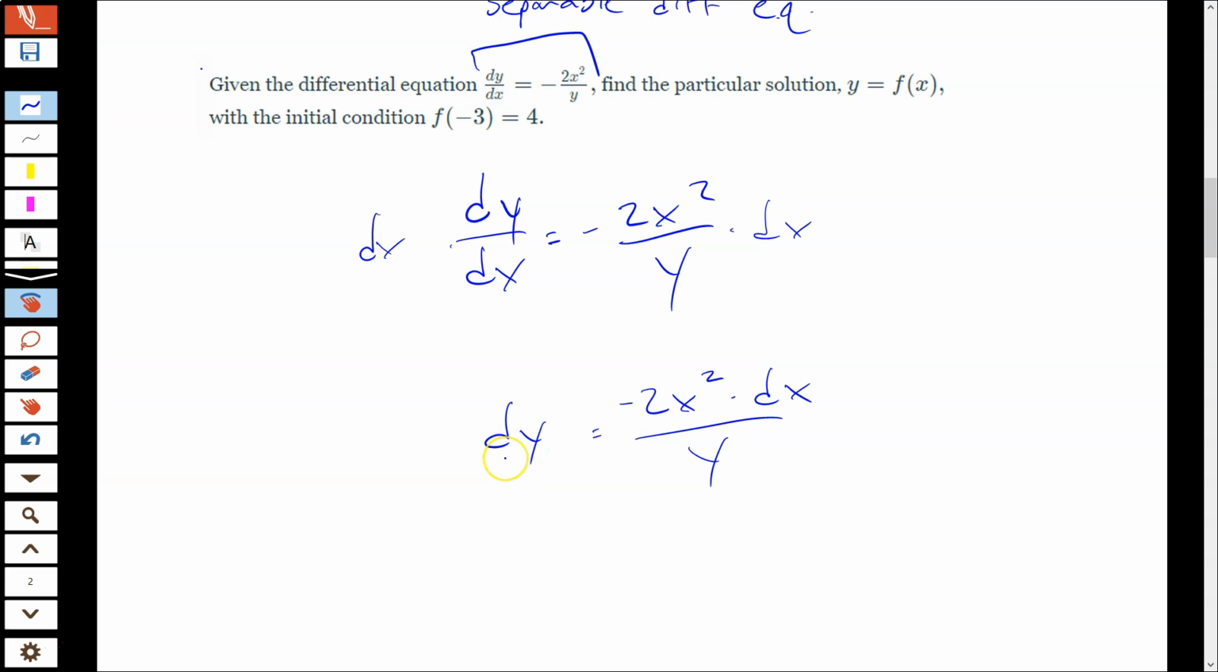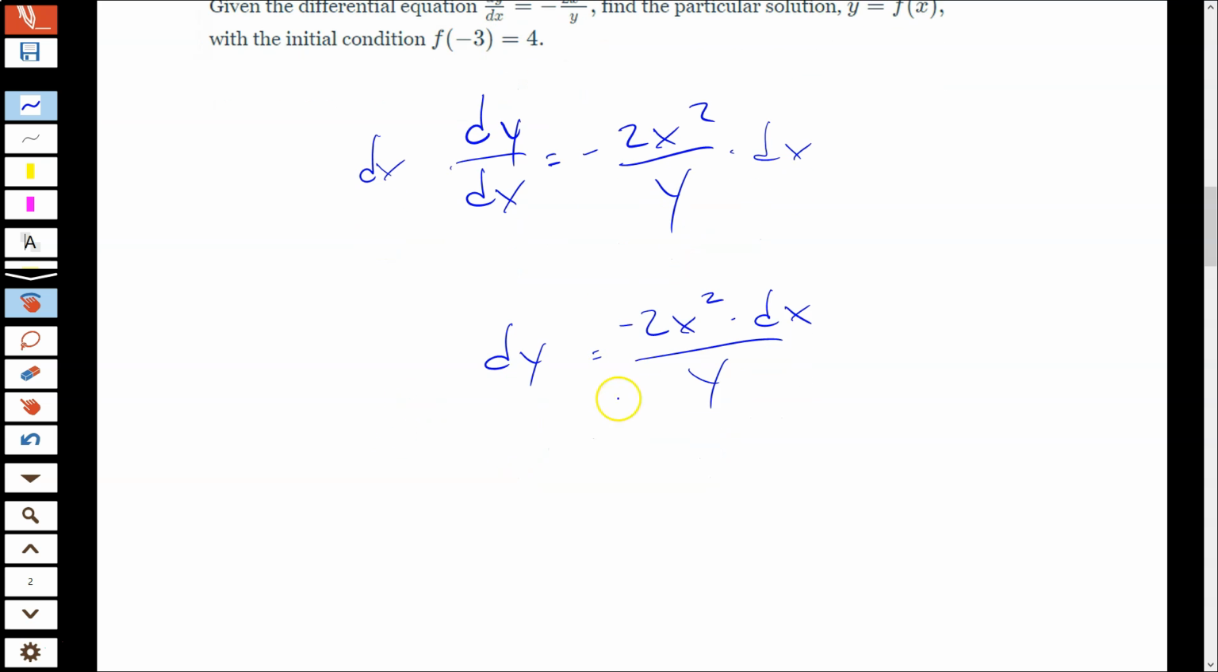And now I have just dy, and I have a y on the bottom, so I'm going to multiply by y on both sides. So I have y dy equals negative 2x squared dx. Okay? So I'm treating that derivative as sort of two separable pieces. So there's the rate of change of y and the rate of change of x.